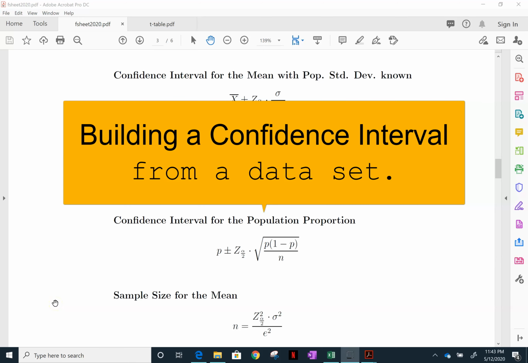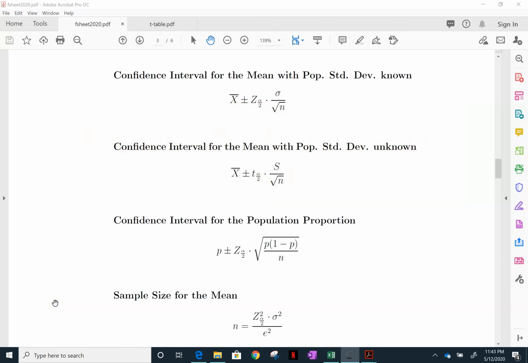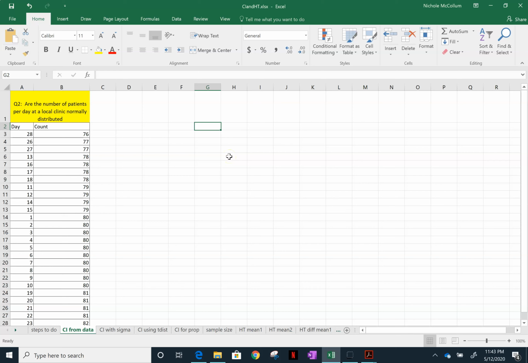Hello everybody. Today we're going to try to build a confidence interval from scratch. What I mean by that is if we collect data, actual data, from there, could we build a confidence interval? The answer is of course. Let's check that out. So here we have this data set.